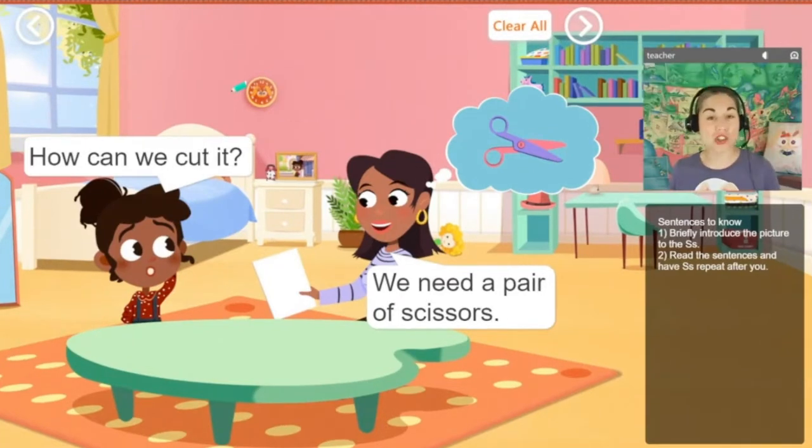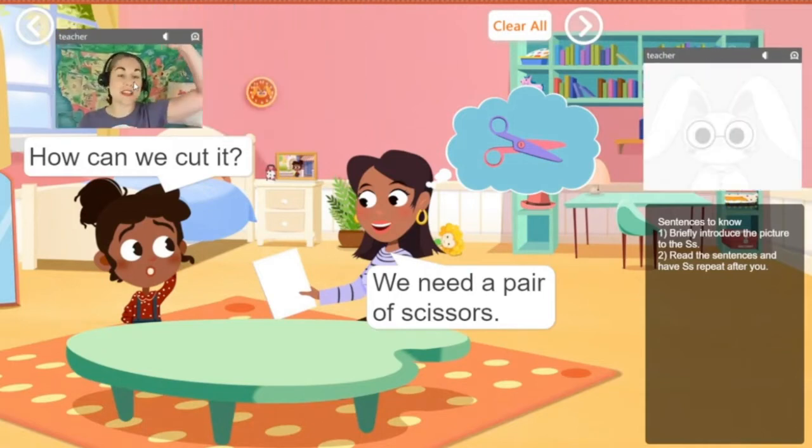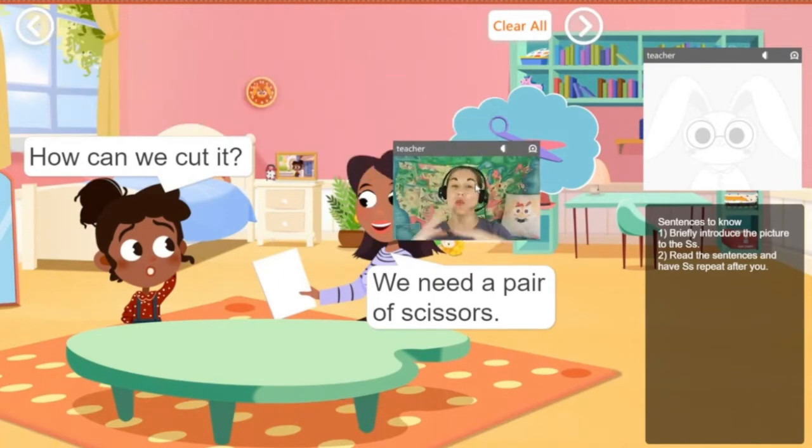Now, if you are really short on time and you have 4 students, feel free to just have all the students repeat this sentence after you all together, and then repeat this sentence after you all together.